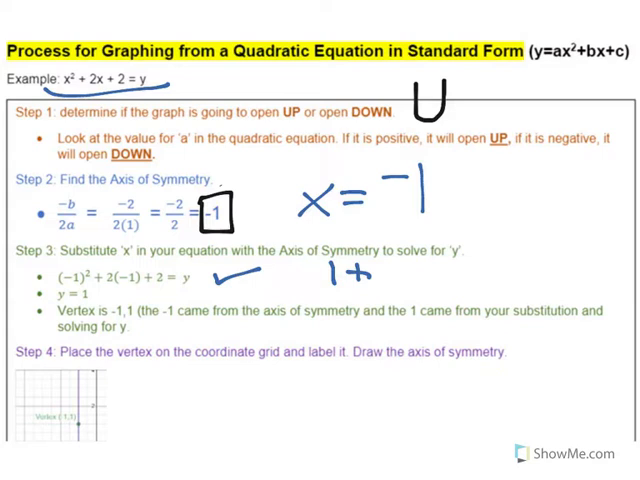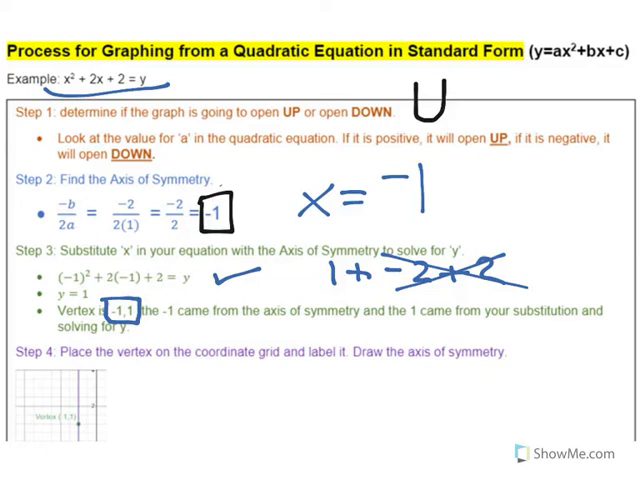And 2 times -1 is -2. And then we still have the plus 2. So these are going to cancel themselves out, and you end up with your positive 1 for y, and therefore your vertex is (-1, 1). And you can see us have that right there. And in the graph, you can see the dot down there as well.